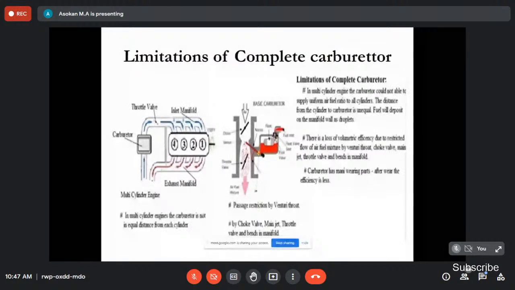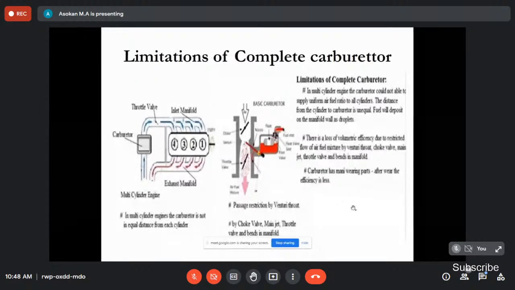At the same time, the volumetric efficiency is very low because there is restriction in the carburetor. There is the choke, and there is the venturi and the throttle valve. Because of this, the volume flow rate decreases. That is the drawback of this carburetor.